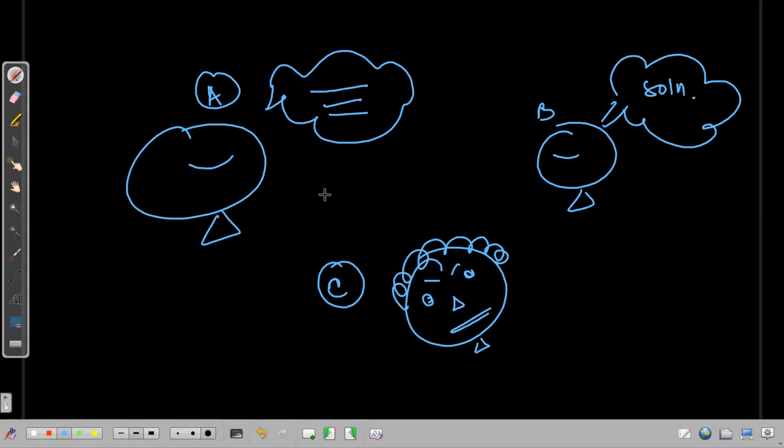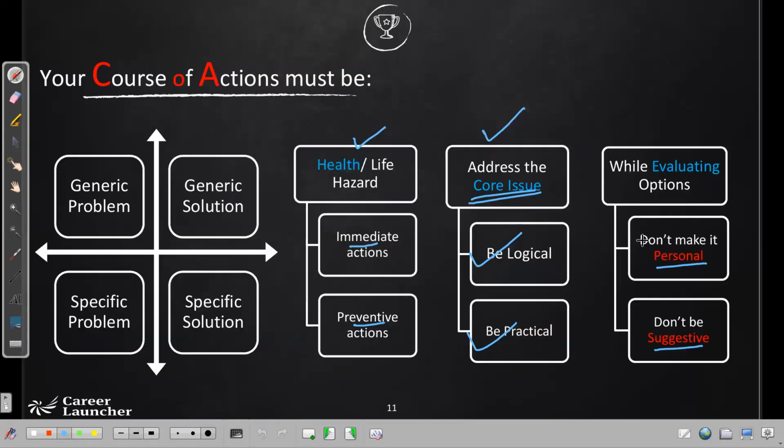You're going to critically evaluate whether this is the problem, and whether the solution that B is suggesting is working or not. Don't put yourself in the shoes of A or B. I think that is going to be a big problem for you. So just don't take it personally.